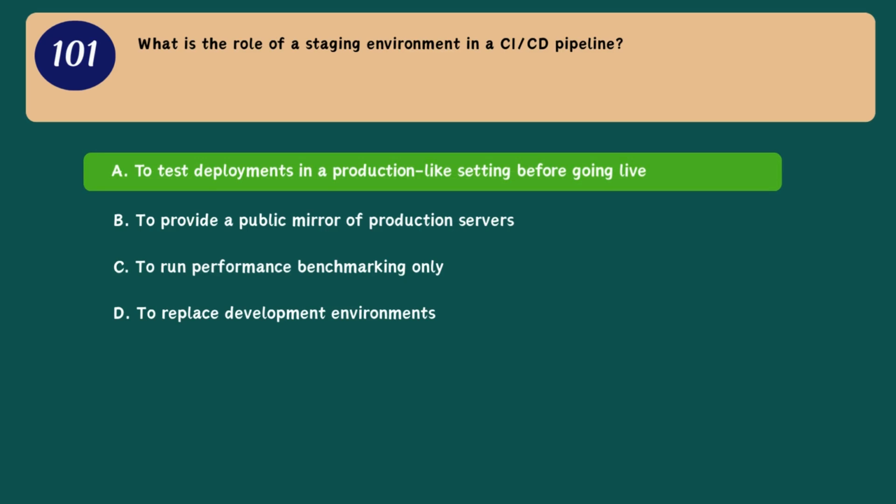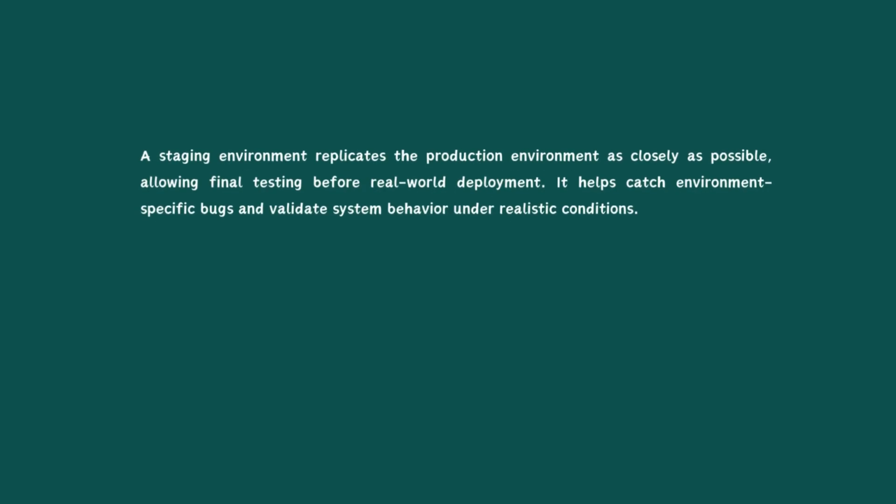Correct answer. A. To test deployments in a production-like setting before going live. A staging environment replicates the production environment as closely as possible, allowing final testing before real-world deployment. It helps catch environment-specific bugs and validate system behavior under realistic conditions.